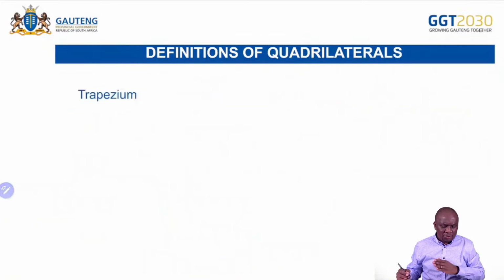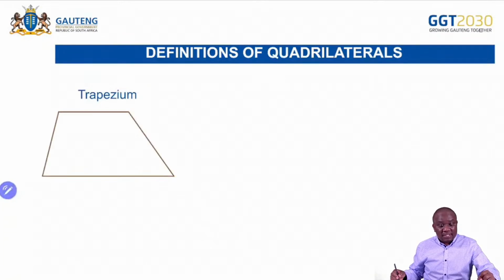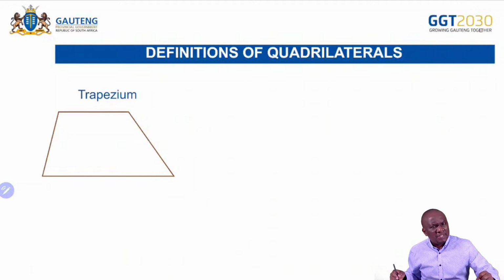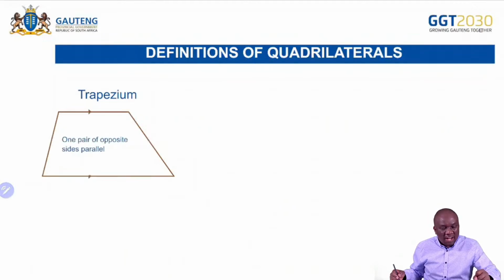Right, and then we have these two, the trapezium and the kite. They are not parallelograms. These ones, we have a trapezium. Trapezium, what do you know about a trapezium? A trapezium has only one pair of opposite sides parallel. Remember, a parallelogram has two pairs that are parallel. So a trapezium has only one pair of opposite sides that is parallel.